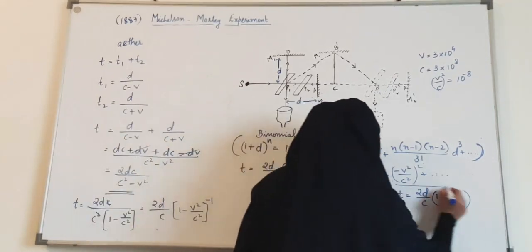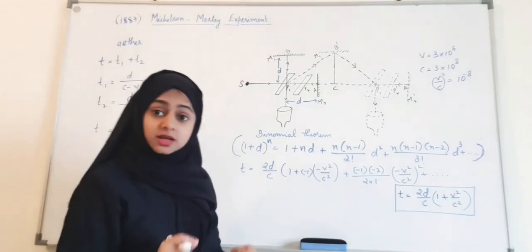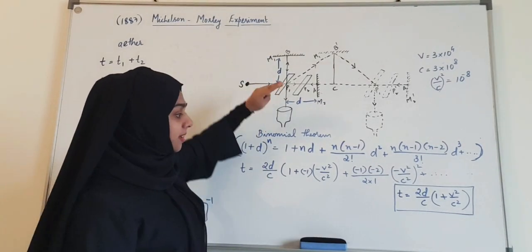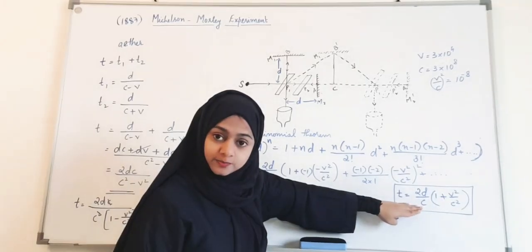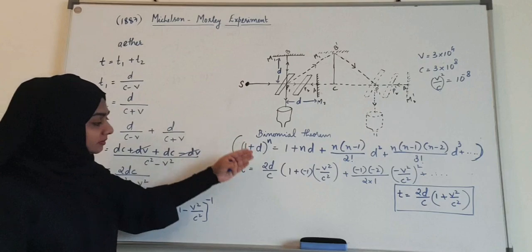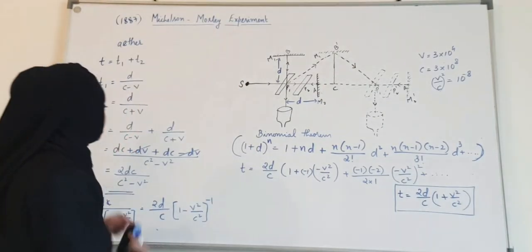So let me keep this equation here. I will need it to compare with the time taken by the light ray to go up to mirror M1 and come back. So let me keep it here, and I hope you understand this derivation. If you have any doubt, later you can ask.